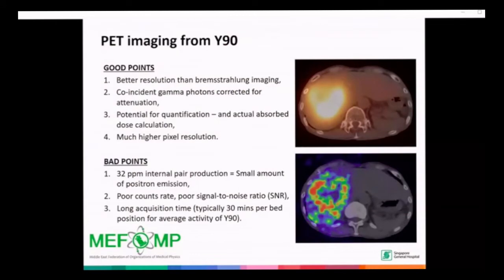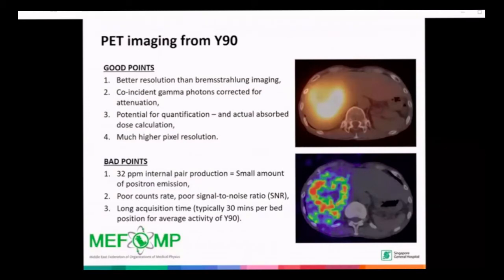So for PET imaging of yttrium 90, the good points are the better resolution compared to Bremsstrahlung imaging, coincident gamma photons corrected for attenuation, potential for quantification was better, an actual absorbed dose calculation can be done, and much higher pixel resolution compared to Bremsstrahlung imaging using SPECT.